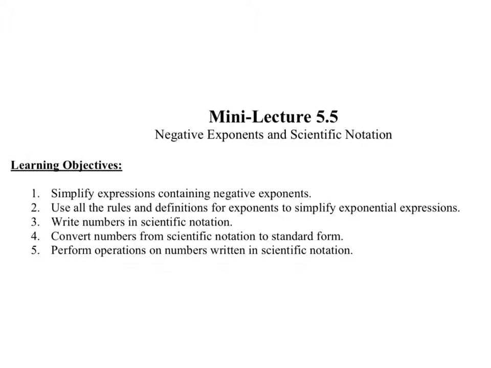In section 5.5, we're looking at negative exponents and scientific notation. Our learning objectives are to simplify expressions containing negative exponents, use all the rules and definitions for exponents to simplify exponential expressions, write numbers in scientific notation, convert numbers from scientific notation to standard form, and perform operations on numbers written in scientific notation.